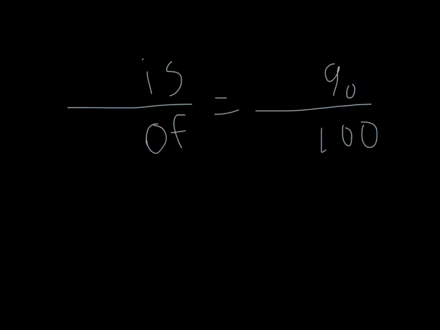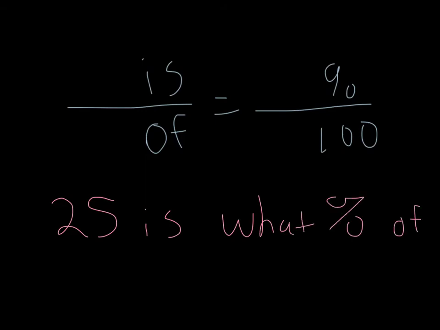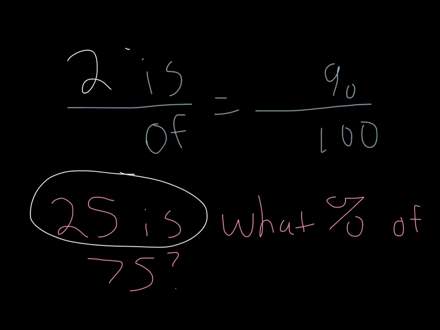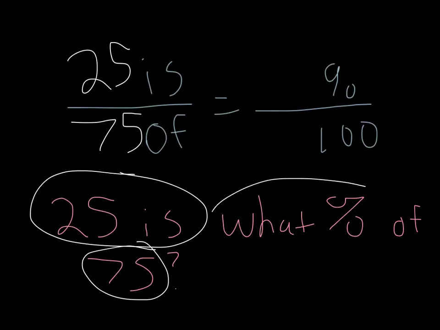One last one, and I want you to do it as I go along. So I'm going to do 25 is what percent of 75? So now you put in what goes where. You should say that 25 is, 75 is our of, and then our percent is our what, which is x.